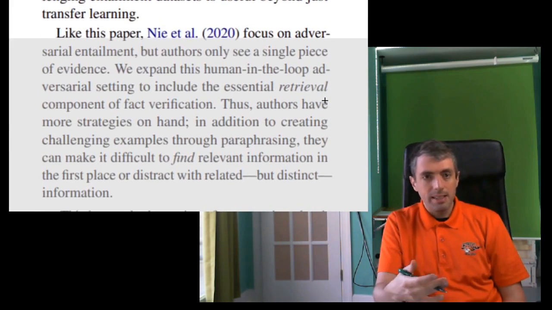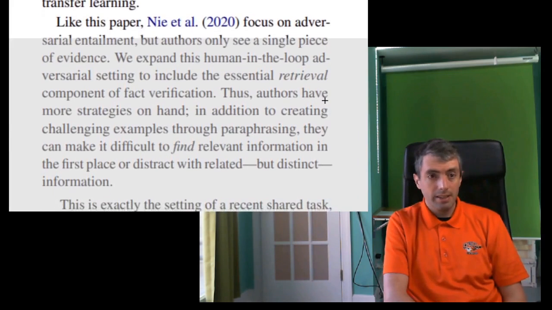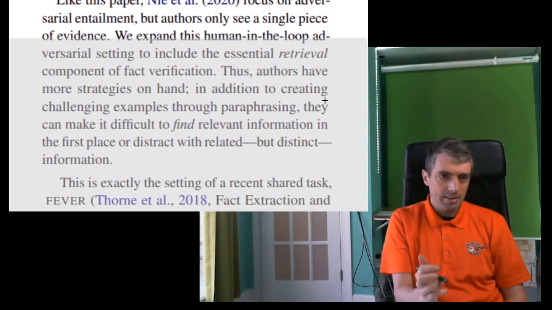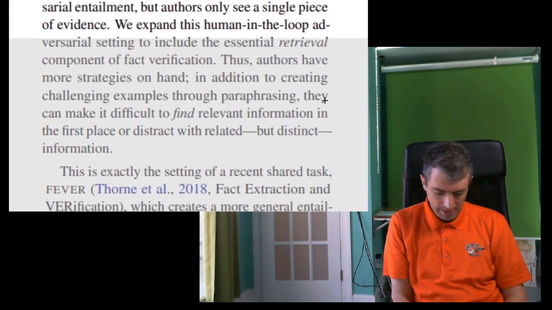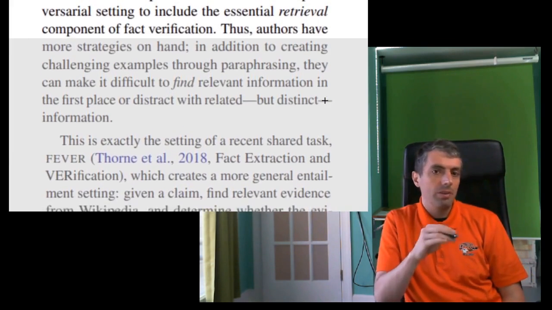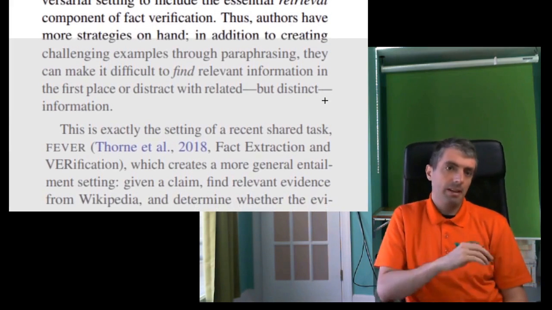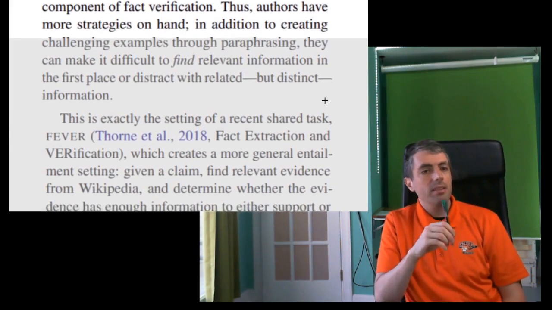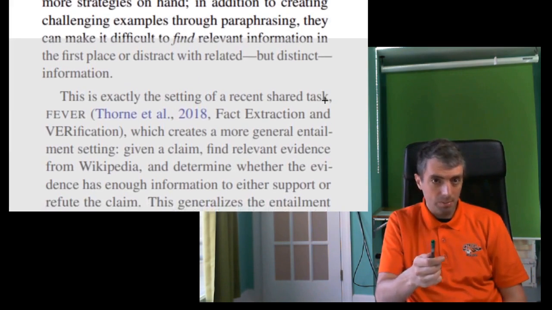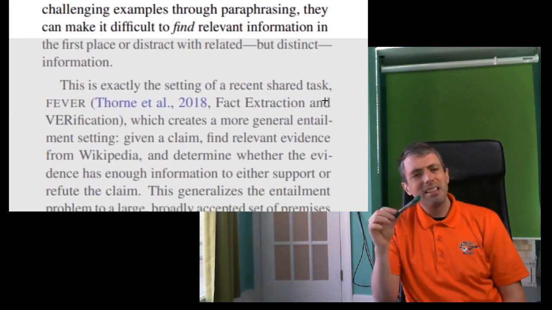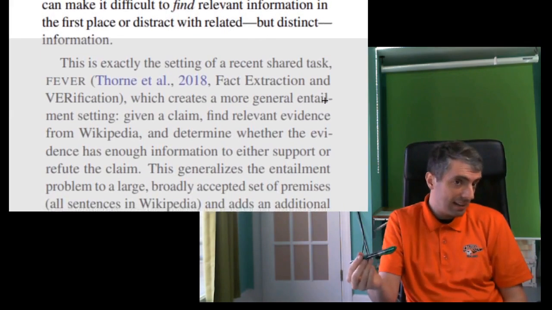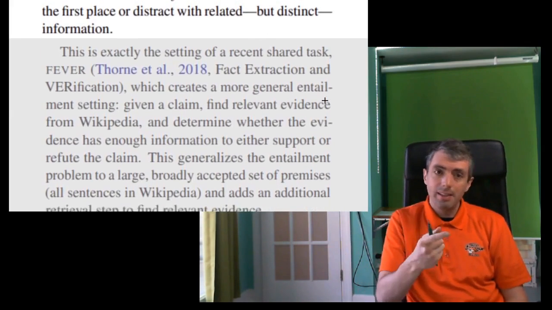Like this paper, Ni et al. focus on adversarial entailment, but authors only see a single piece of evidence. We expand this human-in-the-loop adversarial setting to include the essential retrieval component of fact verification. Thus, authors have more strategies on hand. In addition to creating challenging examples through paraphrasing, they can make it difficult to find relevant information in the first place or distract with related but distinct information.